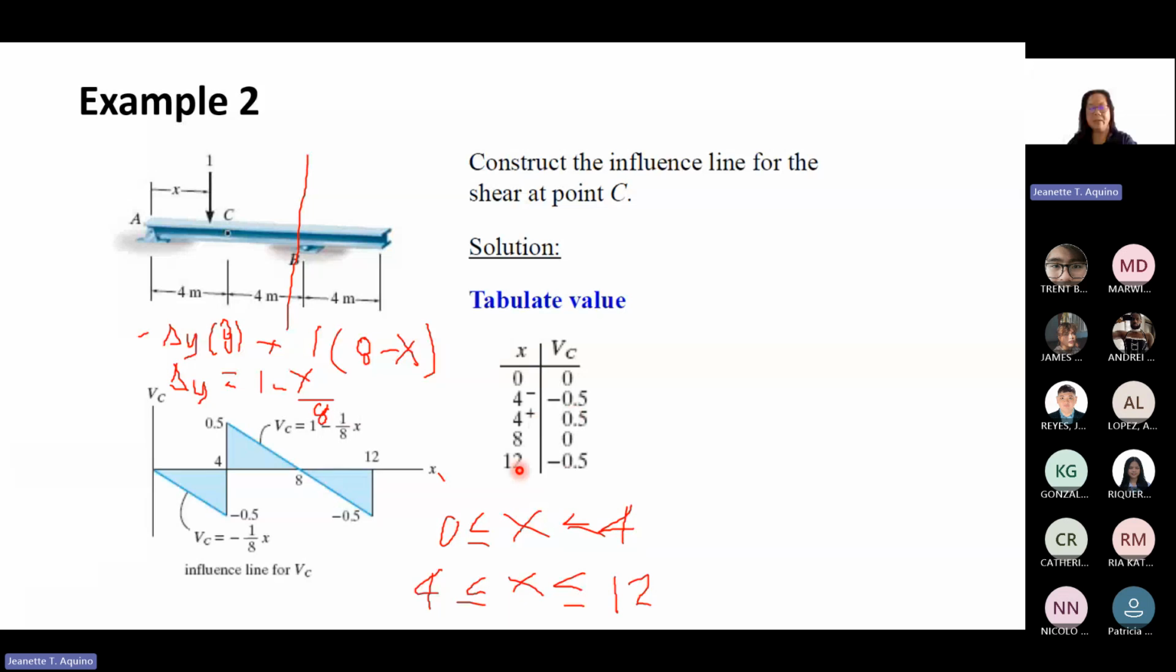If it's at 8 here, 8 over 8 is 1, so 1 minus 1 will be 0. If it's here, 12, substitute 12 over 8. 1 minus 12 over 8 will be negative 0.5. After we have tabulated this, then we can draw the influence line.